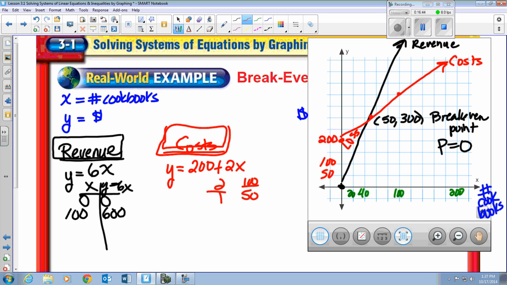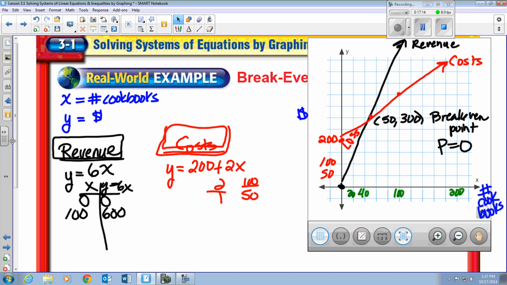I can write a profit equation, so that's what you're doing there. You're writing a profit equation. So then what would I look for if I graphed that? No, hold on. If I wrote a profit equation, profit would be my revenue minus my cost. So that would be my equation. So I'd have 6x minus 2x minus 200, or 4x minus 200.